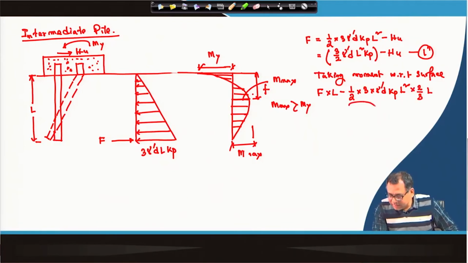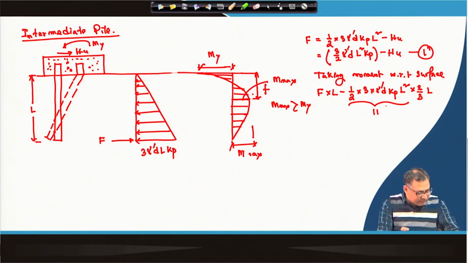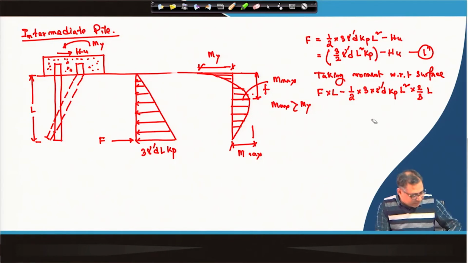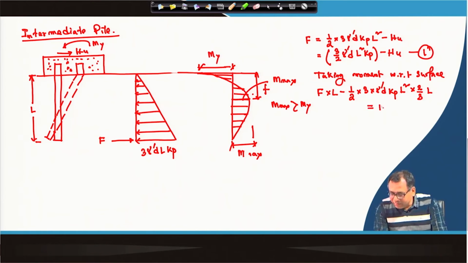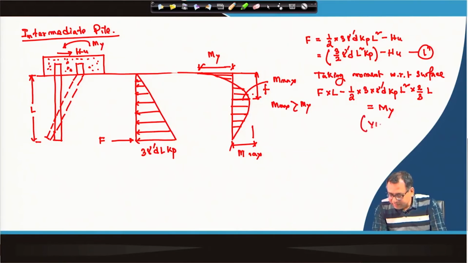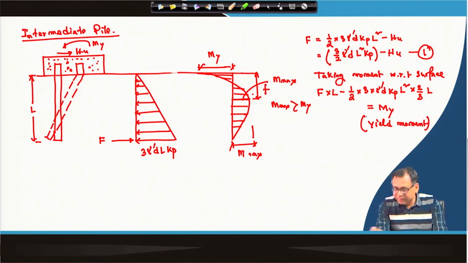So, this is nothing but the total contribution. Here the replacement slope is not there. So, this moment we are taking at the surface, and the surface moment is equal to M y, because at the surface the moment is M y, the yield moment.